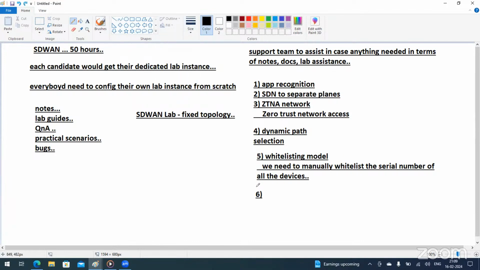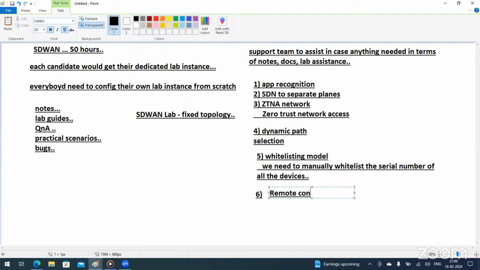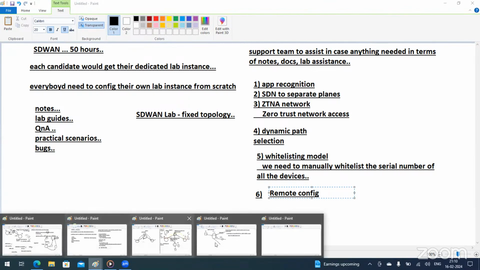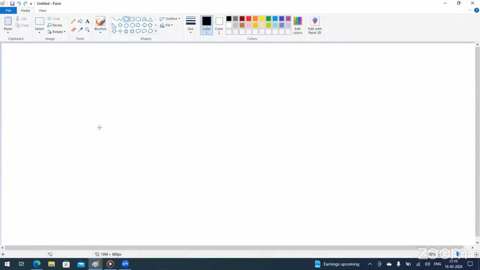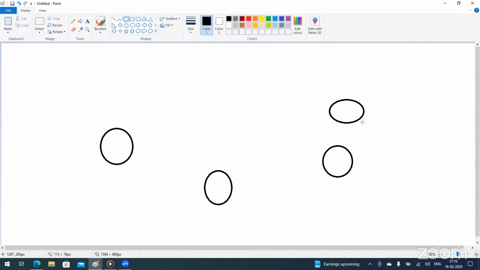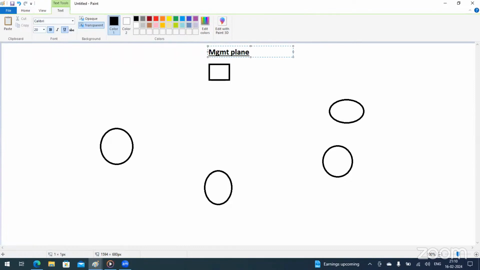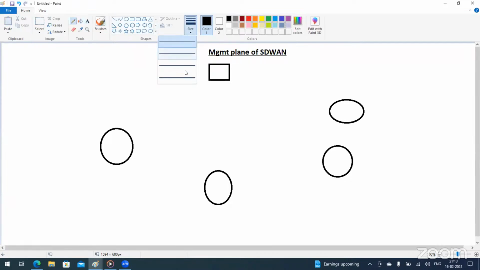Now, another cool feature with SD-WAN is remote configuration. So with SD-WAN, if we have X number of routers, 500, 200, 4 routers, right? What we can do from the management plane component of SD-WAN is push the configuration remotely on one router or all the routers. 1, 2, 3, it depends on our choice, how we want to manage. We can push configuration remotely.